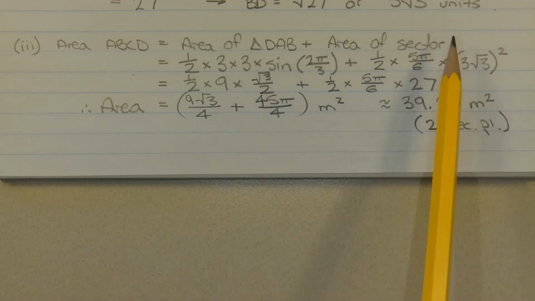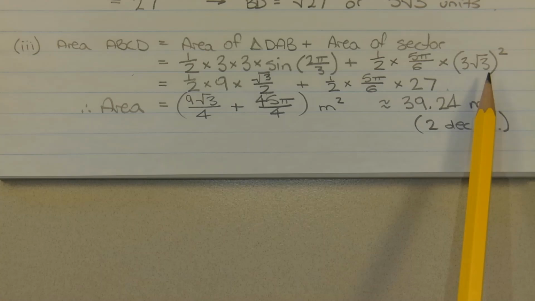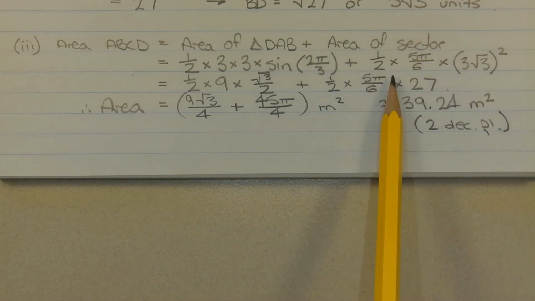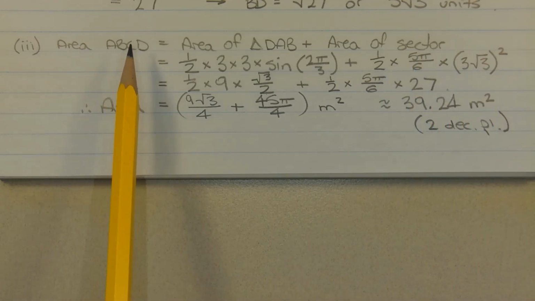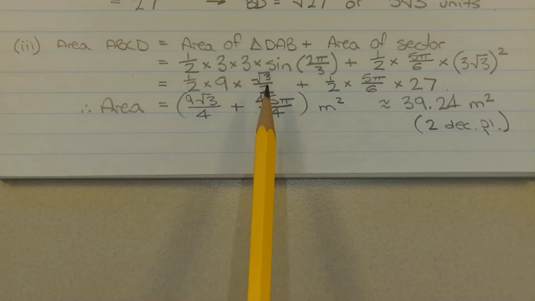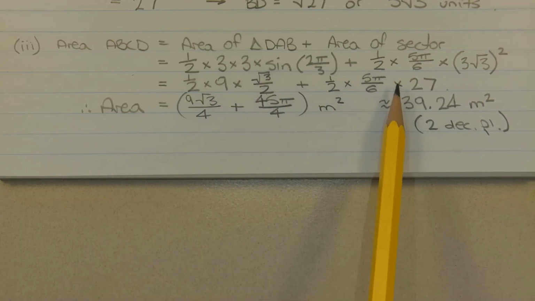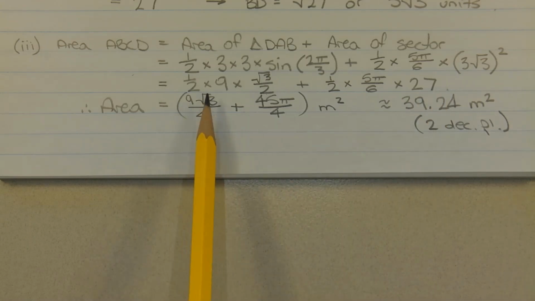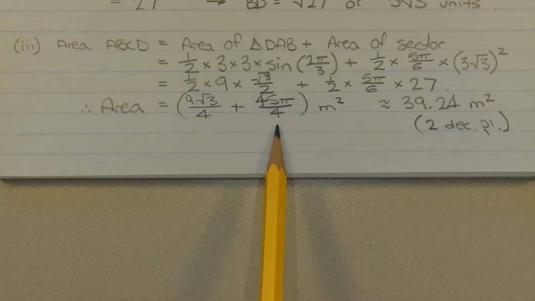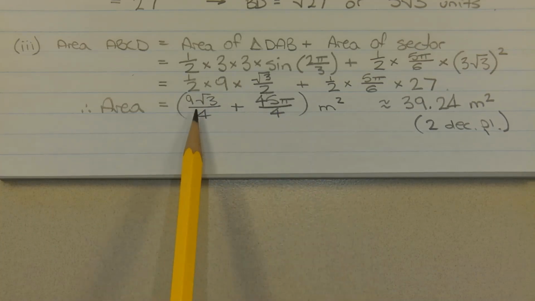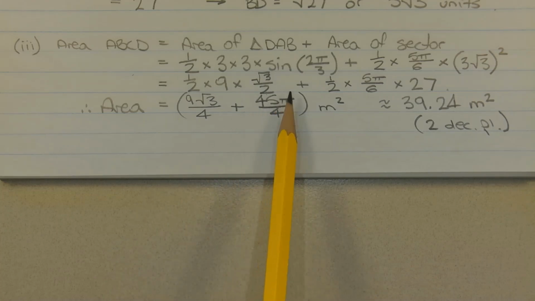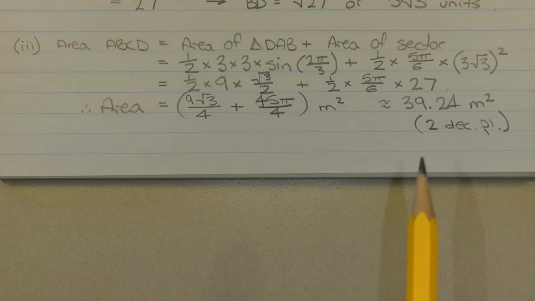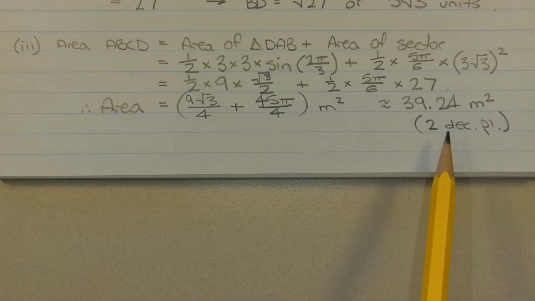Now for the area of the sector, we need the sector angle, which is 5π/6, and we need the radius of the sector, which is 3√3 meters. So the area of the sector is half times 5π/6 times (3√3) squared. So the area of garden ABCD is equal to half times 9 times √3/2 plus half times 5π/6 times 27, which simplifies to 9√3/4 plus 45π/4. We could have factorized out the 4, but it doesn't matter at this point. Therefore, the area of garden ABCD is 9√3/4 plus 45π/4 square meters in exact form, or 39.24 square meters, correct to 2 decimal places.